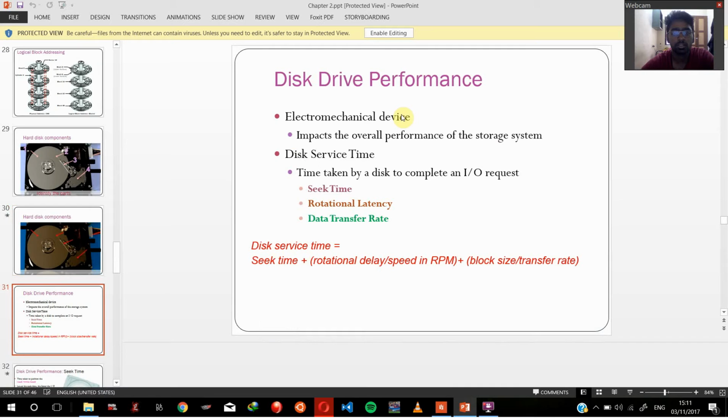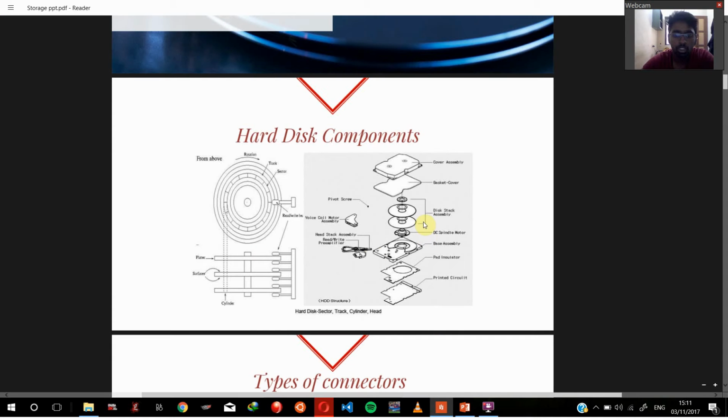The disk drive performance depends upon the device. Since it is an electromechanical device, this impacts the overall performance of the storage system. And the service time depends upon the seek time, rotational latency, and data transfer rate. That's all given here.